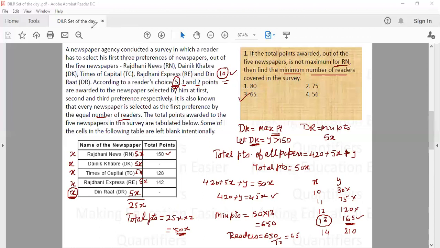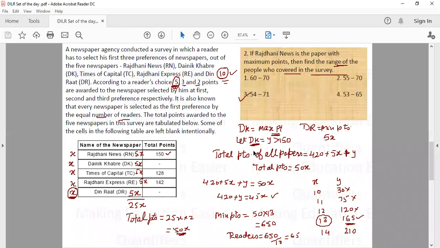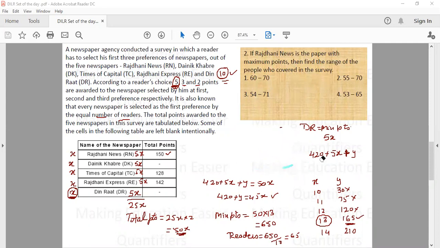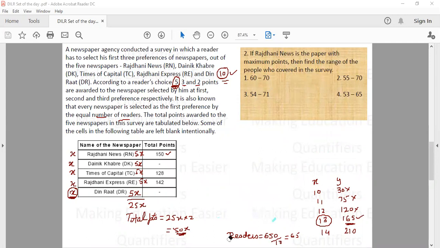Let us now check the next one. It says, if Rajdhani News is the paper with the maximum points, then find the range of the people who covered in this survey. So in this case, Rajdhani News is the paper which is getting the maximum points.